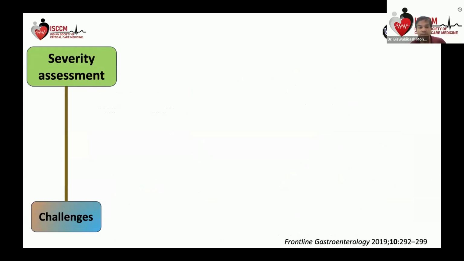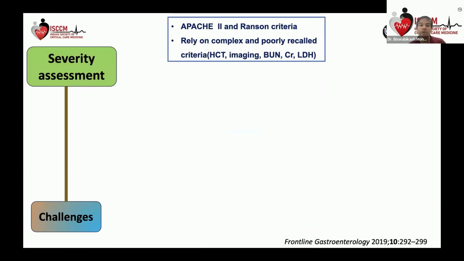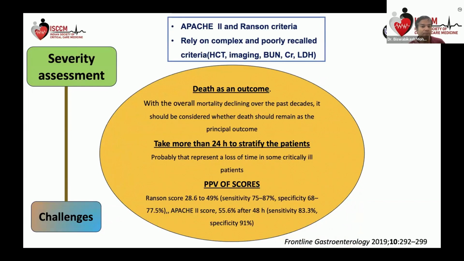Now, when these patients come to us, we should go for a severity assessment. Accordingly, we decide in which area we should keep the patient. The commonly used criteria like the Apache score and Ranson score rely on complex and poorly recalled criteria like hematocrit, imaging, BUN, creatinine, LDH, and they have their own limitations. Apart from that, most of the criteria take death as the outcome. With overall mortality declining over the last few decades all over the world, I think we should consider whether death should remain the principal outcome.